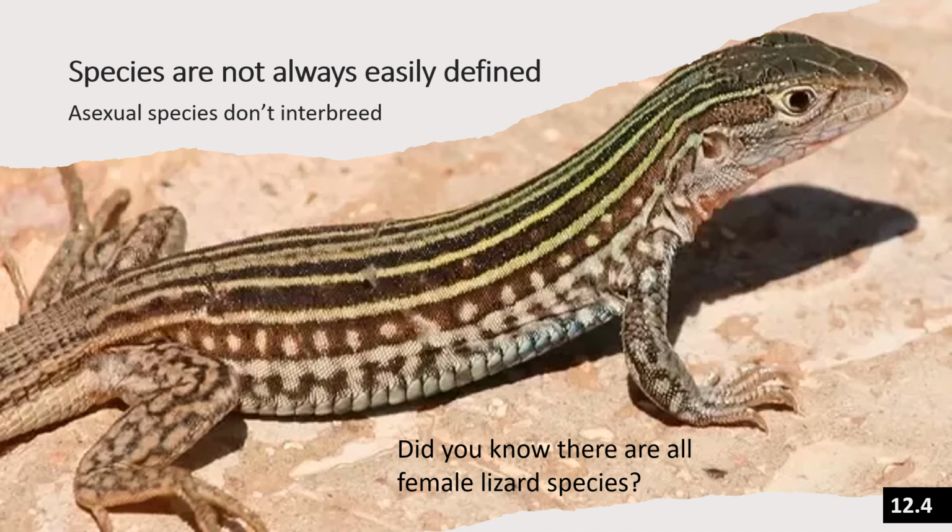Another example that makes species hard to define is asexual species, where individuals reproduce on their own without interbreeding. Again, this doesn't fit in our biological species definition, right? We see asexual reproduction in a lot of non-animal organisms. But even many animals and some vertebrates can even reproduce asexually. For example, in several species of lizards, there are no males. Females reproduce asexually, which means their offspring are clones of themselves.